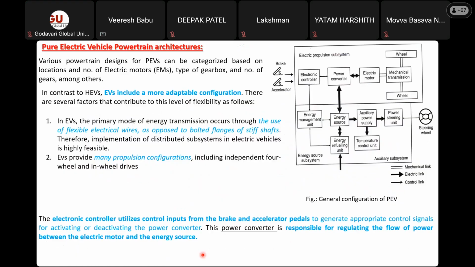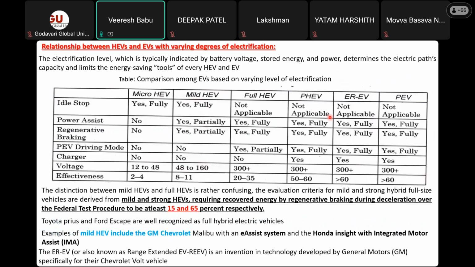Okay. Now let us go to the pure electric vehicle powertrain architecture. I am trying to concentrate on the pure electric vehicle architecture. If you see this configuration, I'm trying to show you how it looks.